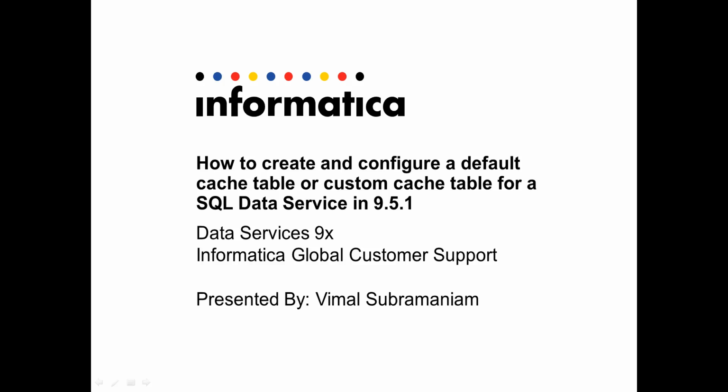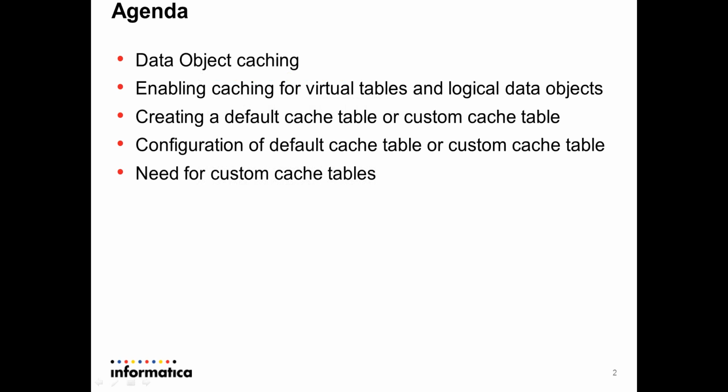My name is Vimal, and in this session, I'm going to discuss how to create and configure a default cache table or custom cache table for a SQL Data Service in 9.5.1. In today's agenda, I'm going to briefly discuss data object caching and enabling the caching for virtual tables and logical data objects, and creating and configuring a default cache table or a custom cache table. And at the last, what is the requirement to use a custom cache table and not the default cache table?